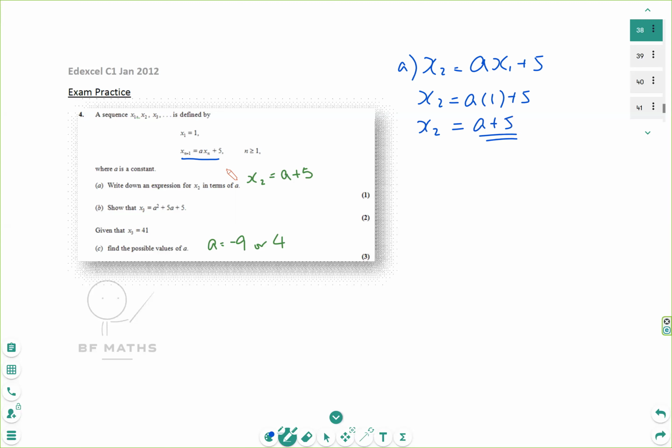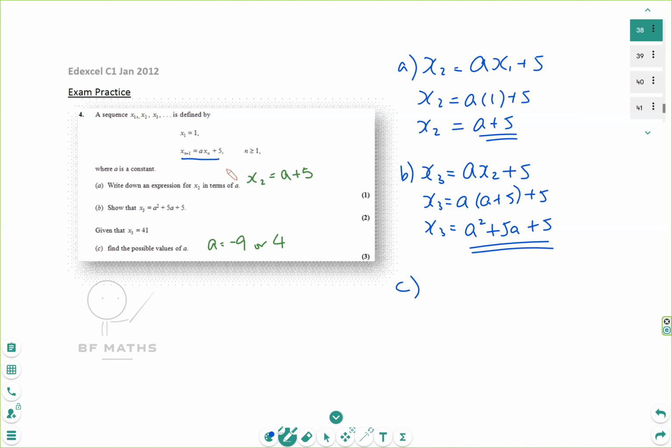Okay, that's why it's 1 mark. Part B, show that x3 equals that one. To find x3, we need to use x2, the second term. So A times x2 plus 5, which equals A times (A plus 5) plus 5. That's a really simple question. Expand the bracket: A squared plus 5A plus 5.